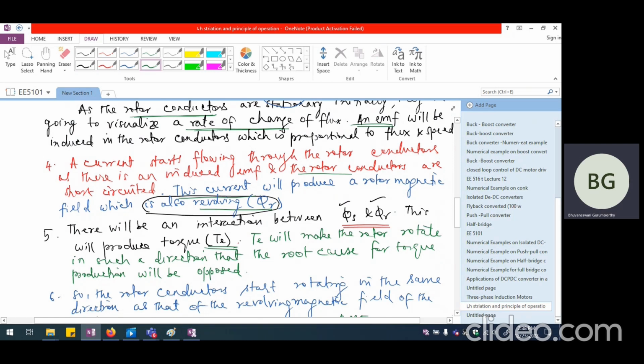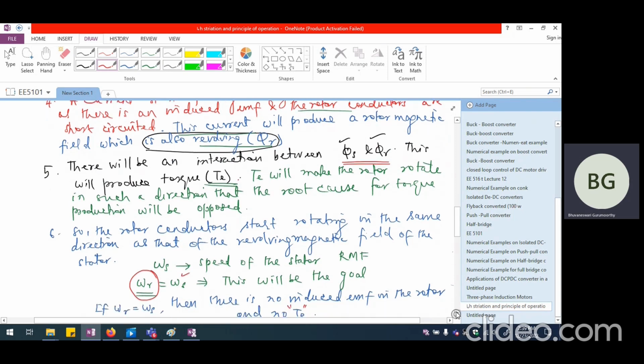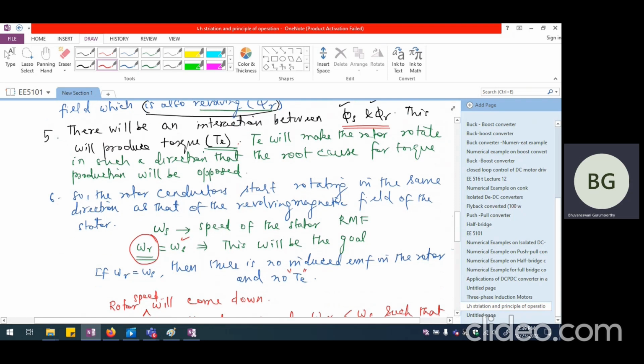The cause is basically the relative velocity between the revolving magnetic field and the rotor, which is sitting stationary. So the rotor will try to rotate in the same direction as that of the revolving magnetic field created by the stator. So now the rotor picks up a velocity, omega r. But once omega r becomes the same as omega s, there will not be any rate of change of flux seen by the rotor. So there will not be any induced EMF, and there will not be any torque.